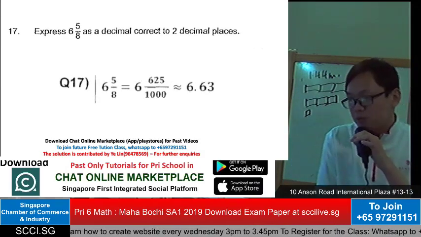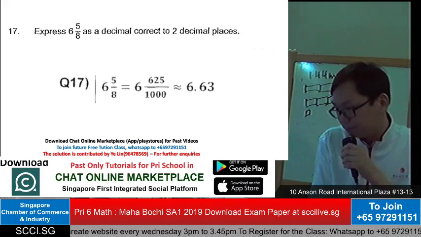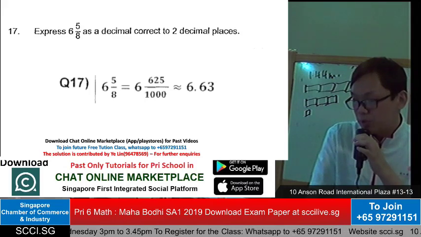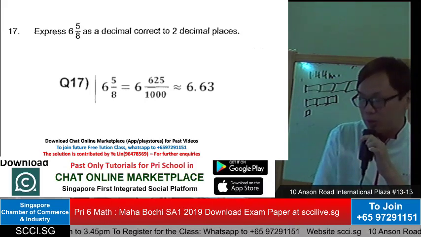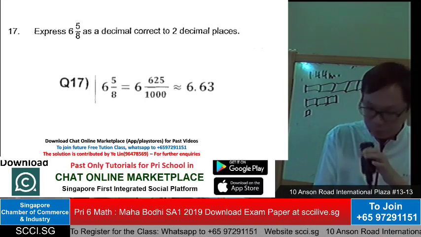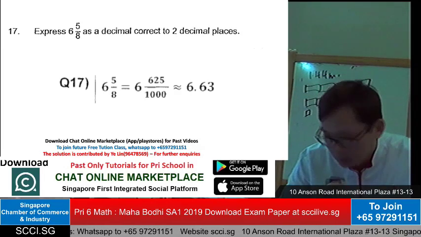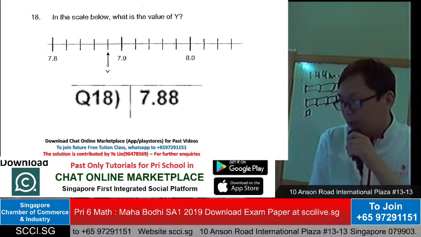Express 5/6 as a decimal corrected to 2 decimal places. Then 6 5/8. You convert the decimal into 625 over 1000, and then you work out the sum, which is 6.63. Okay, next. In the scale below, what's the value?